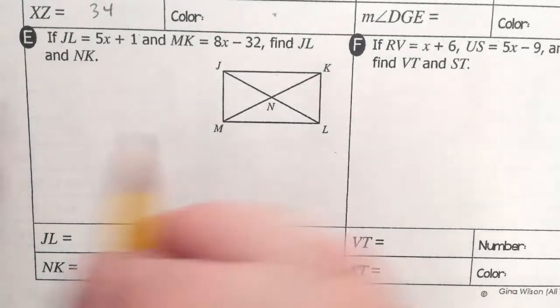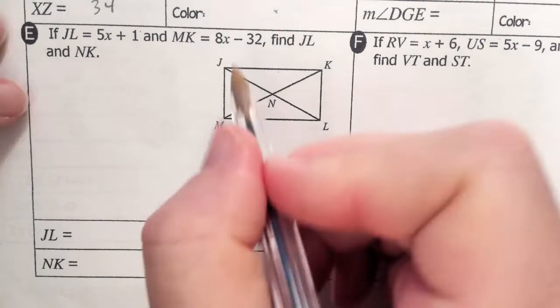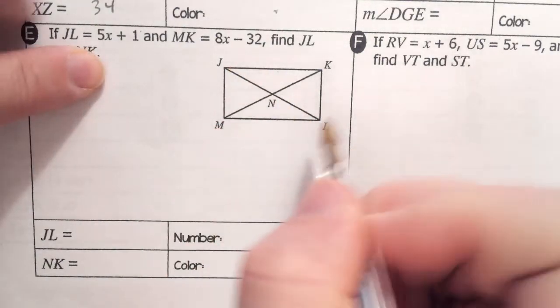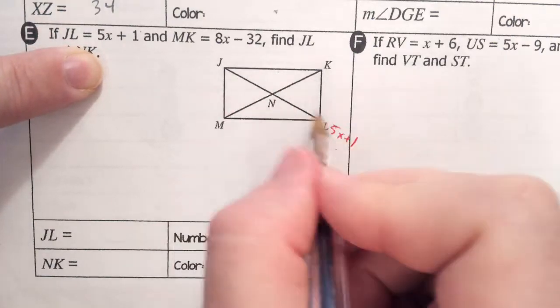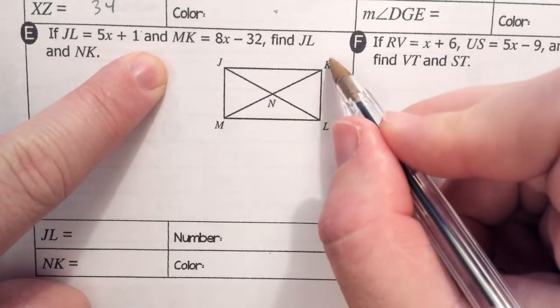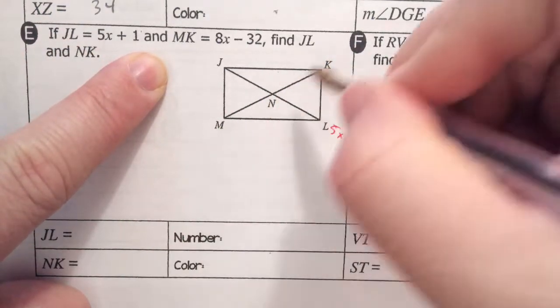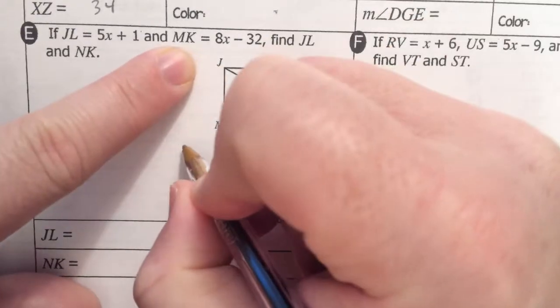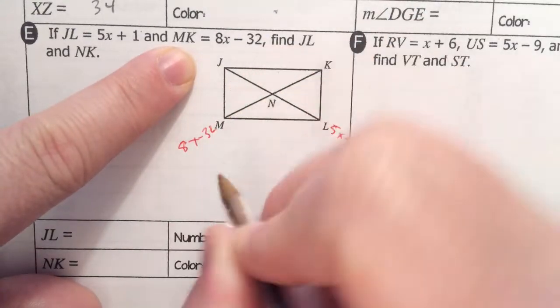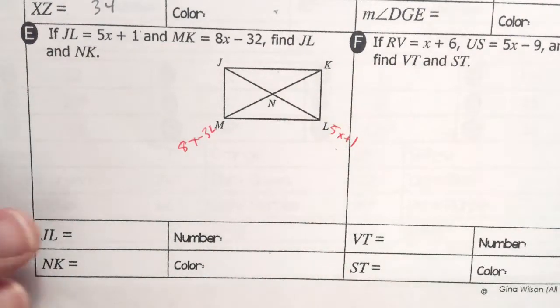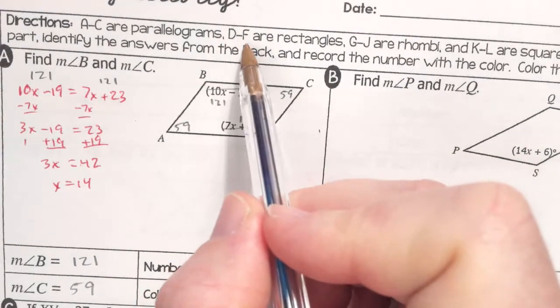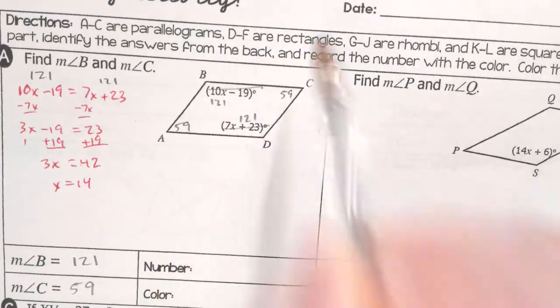All right, for letter E, they said that J to L, now that's the whole shebang. J to L is 5x plus 1. That's the whole shebang. And they said M to K is 8x minus 32. Now, wait a minute. Is this a parallelogram? Let's go back up to the top. And they said D to F. So E is in there. So D to F are rectangles. So these are all rectangles that we're looking at.